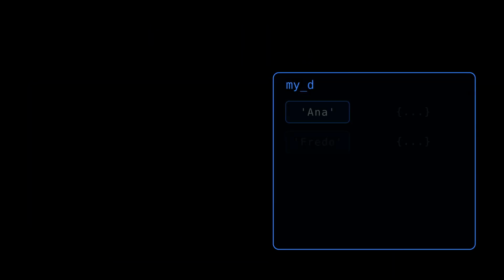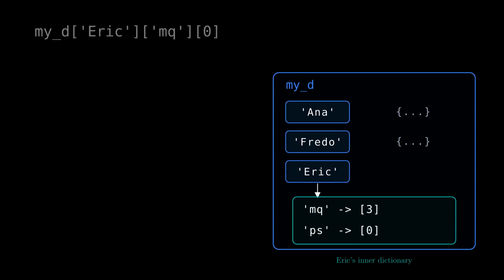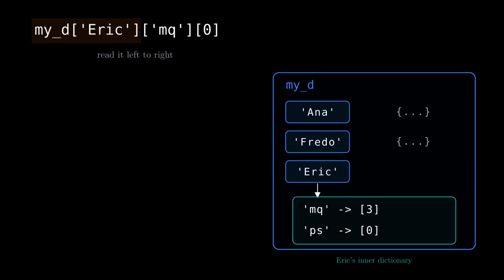Suppose we want one student's first quiz score. The old code, the nested for loops and the nested ifs, collapses to a single expression: myD indexed by Eric, then by MQ, then at position 0. Read it left to right.